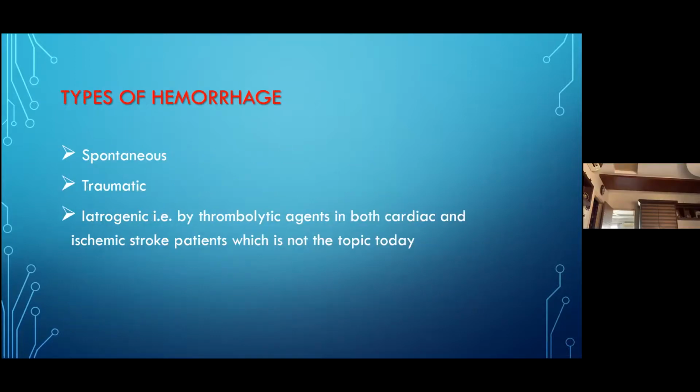So types of hemorrhage: it could be spontaneous, maybe because of hypertension, they can have a spontaneous hemorrhage, or because of overdosage of these anticoagulant drugs, or wrong usage, they can have an intracranial hemorrhage. It could be a traumatic hemorrhage, or it could be iatrogenic. These days, thrombolytic agents are used quite often, both in cardiac and in ischemic strokes. But that is not the topic of the day. We'll discuss it later.